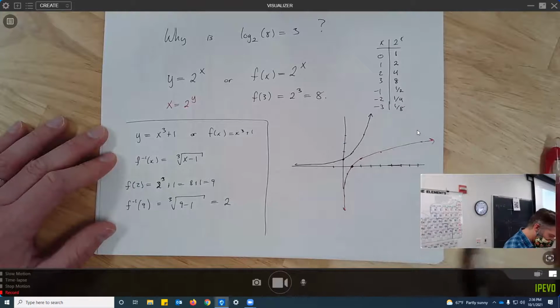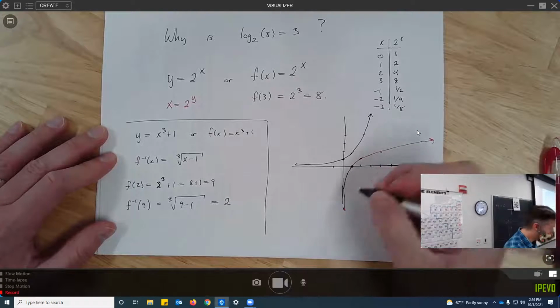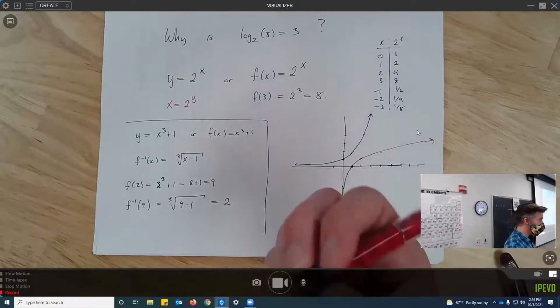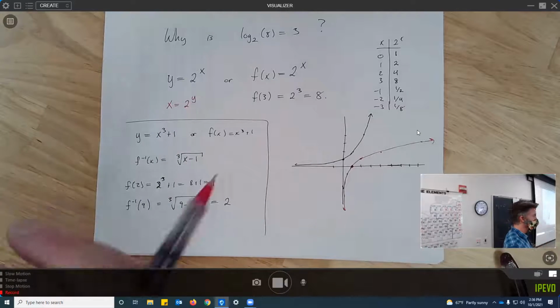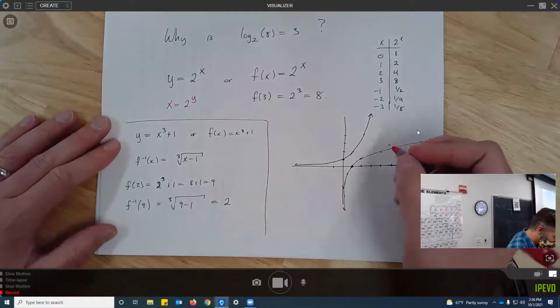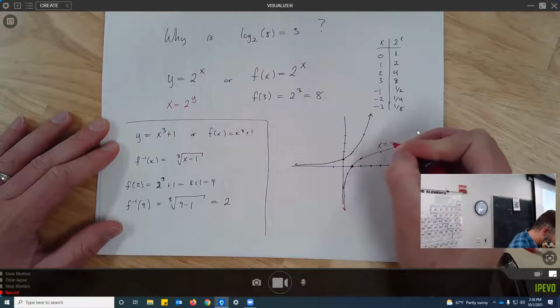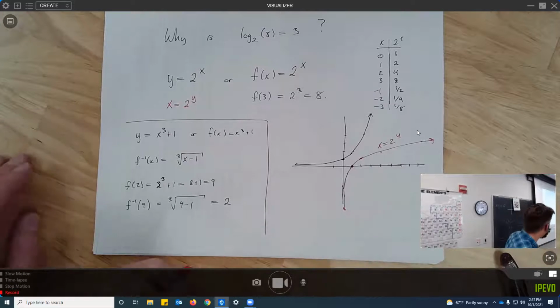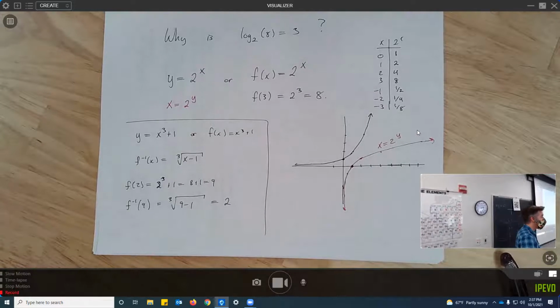So there's the inverse function. And it is a function, right? It totally passes the vertical line test. 2x is not a function that is not invertible, right? Some functions can't be inverted. Exponential functions are not those functions. They are totally invertible. And this function here is x equals 2 to the y. But here's the thing. I would really like to write that function as a function of x. I'd like to be able to solve for y.